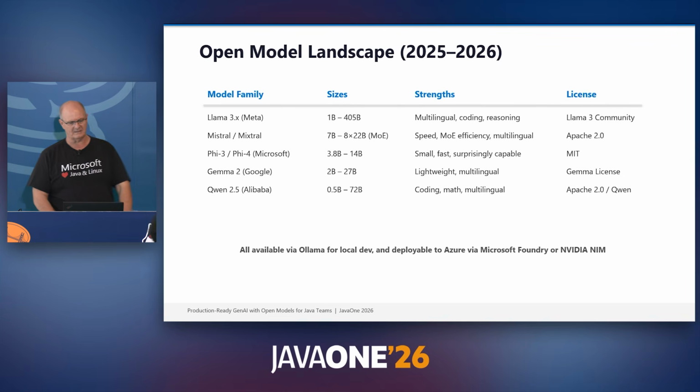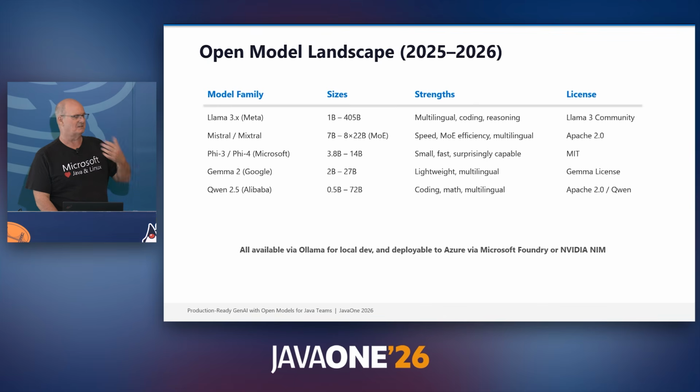So the open model landscape: there's one that didn't make it on this slide because it just came out 5 days ago and I didn't get time to add it. But basically there's the Llama family, Mistral, Phi 3, Gemma 2 from Google, and Qwen models as well. Those are all out there and available. They have different sizes and strengths, different purposes, really, and different licenses.